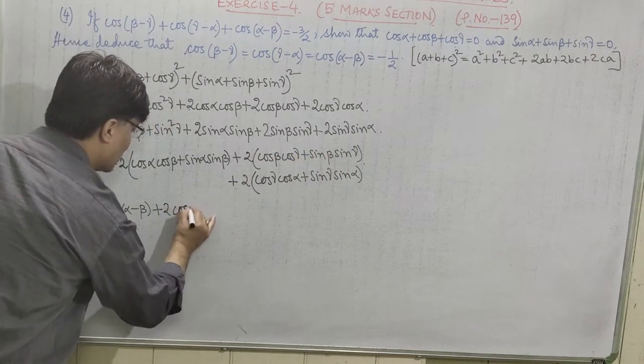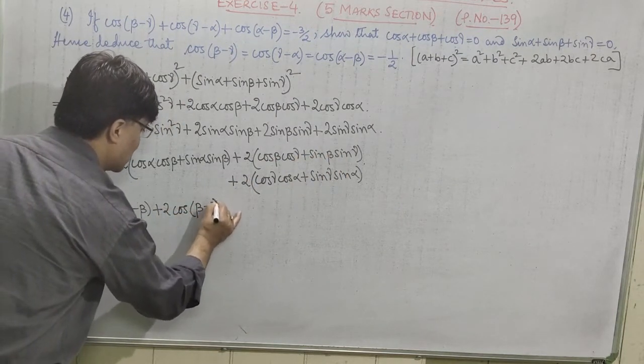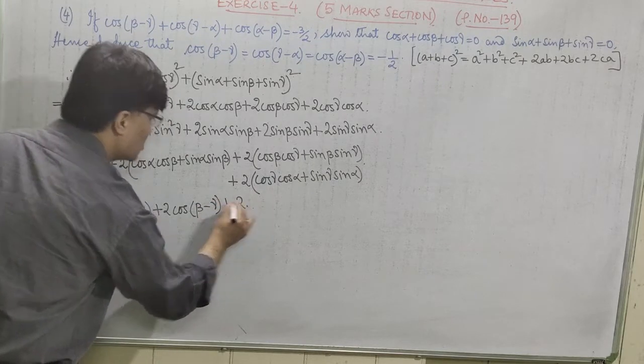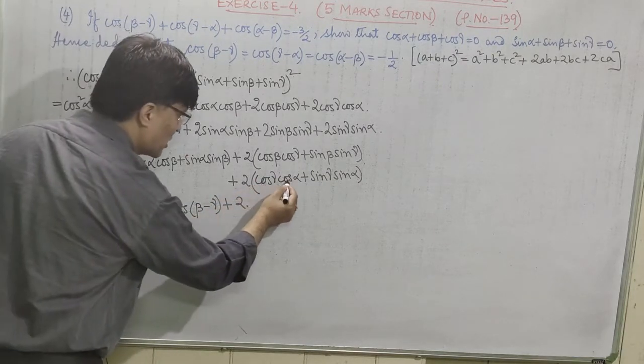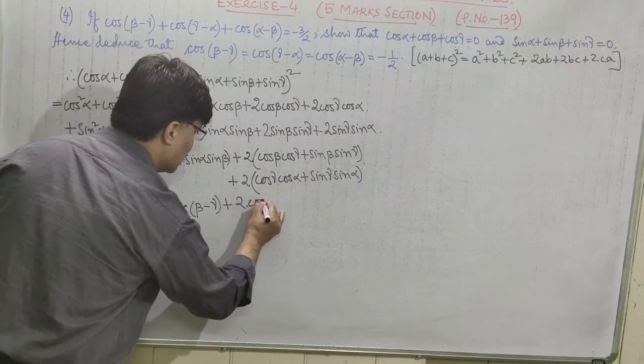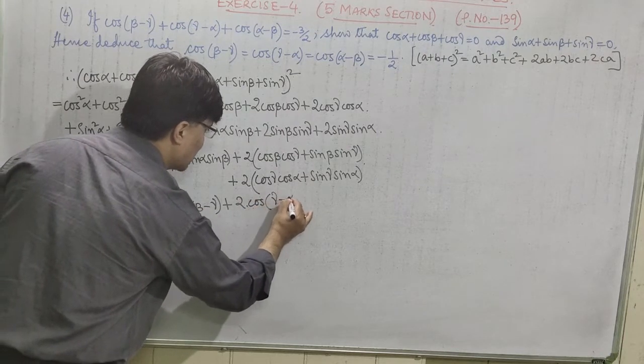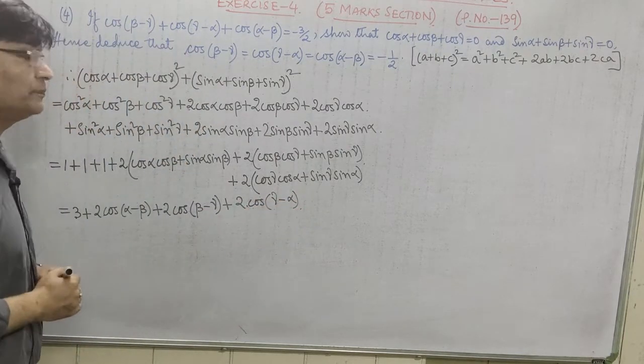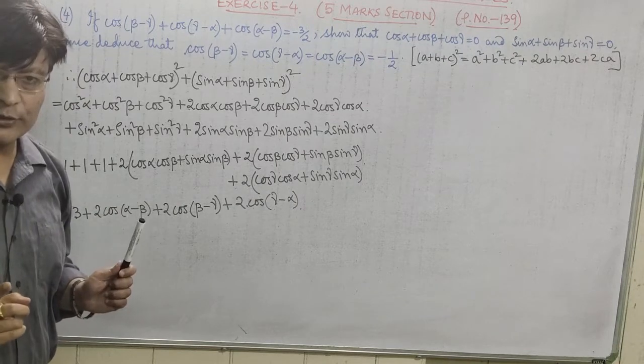So what is the formula? cos of A minus B, that is here cos of beta minus gamma, plus 2 into, this is also cos A cos B plus sin A sin B. This is cos of A minus B, that is cos of gamma minus alpha. So I think you have understood it.